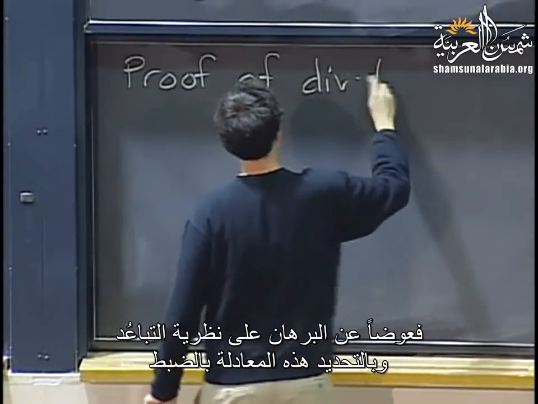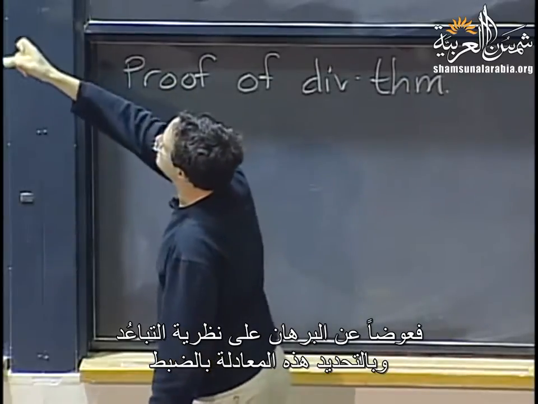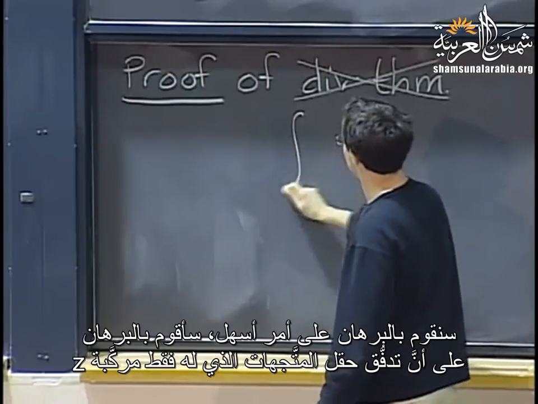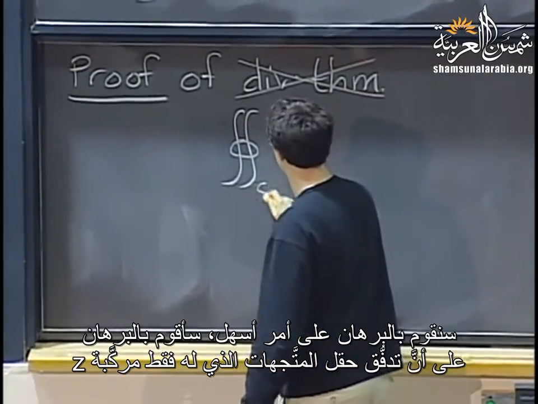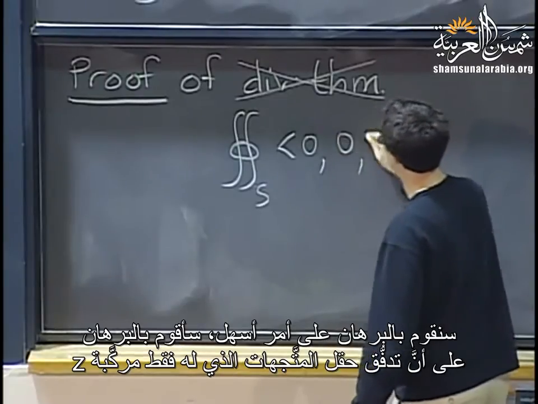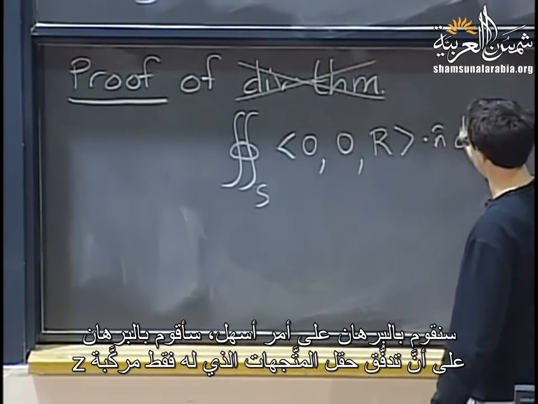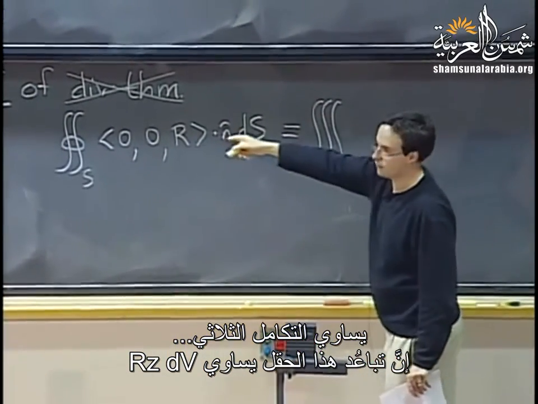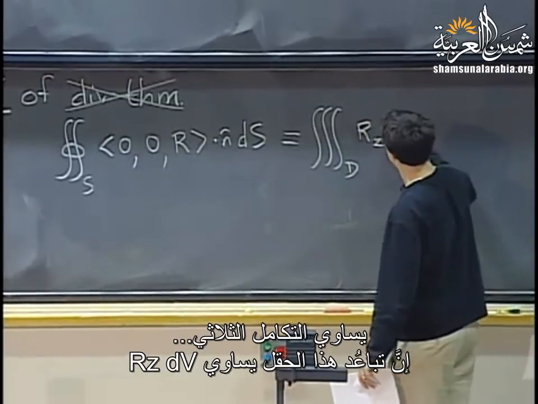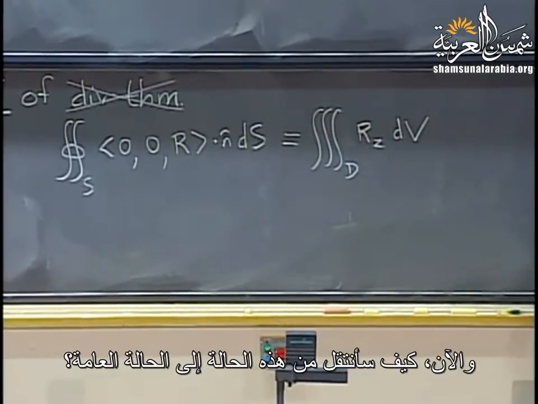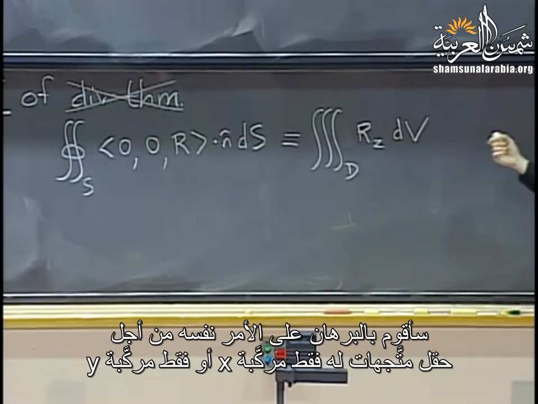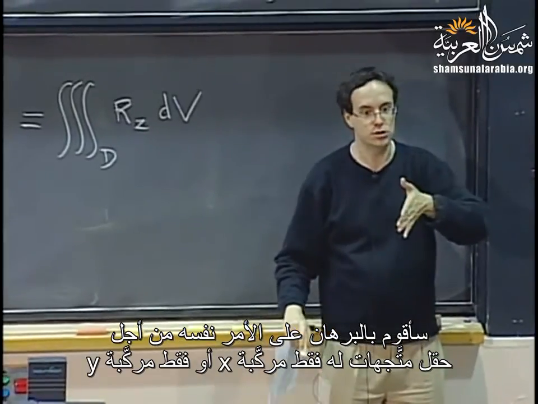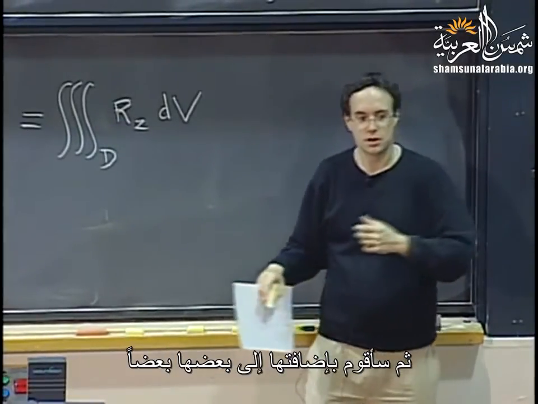Instead of proving the divergence theorem, namely this equality up there, I'm going to actually prove something easier. I'm going to prove that the flux of a vector field that has only a z component is equal to the triple integral of, well, the divergence of this, which is just r sub z dV. Okay, now how do I go back to the general case? Well, I will just prove the same thing for a vector field that has only an x component or only a y component, and then I will add these things together.